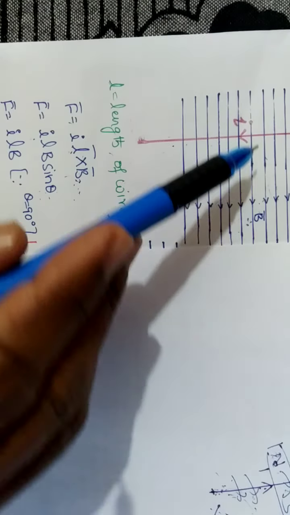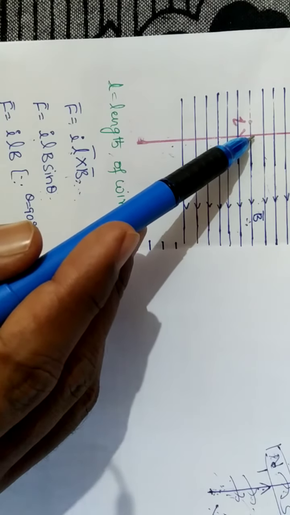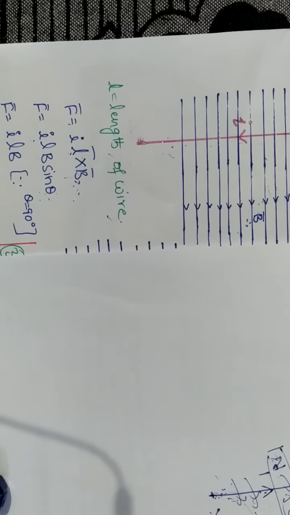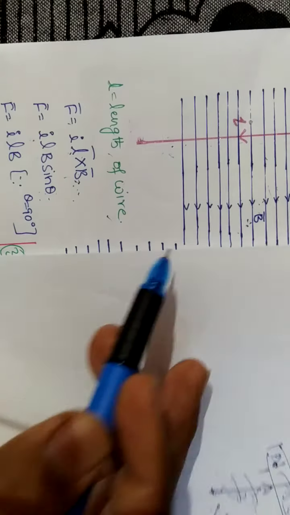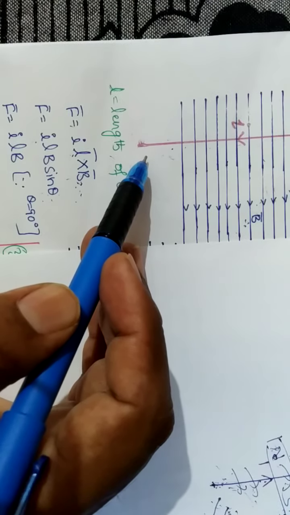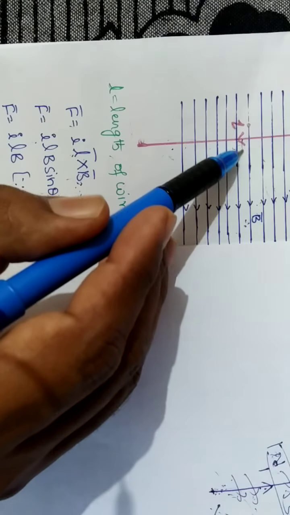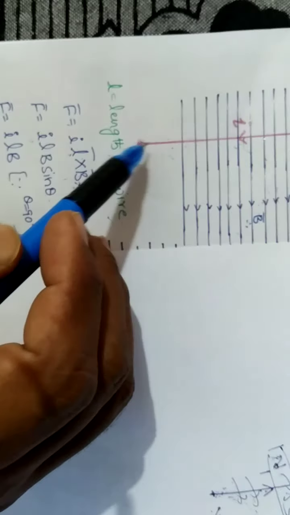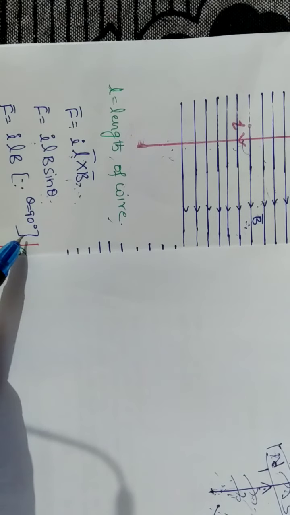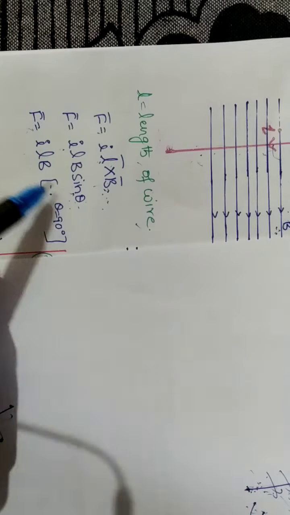Look at the diagram. B is exactly in the horizontal direction. Actually, length is a scalar and has no direction, but we will take the current direction as the length vector. Current is pointing downward, so this is downward and this is horizontal. The angle between them is exactly 90 degrees. It is vertically downward and it is horizontal, right? So theta becomes 90 degrees. So the force magnitude will be ILB sine 90, which is 1, so we get ILB.